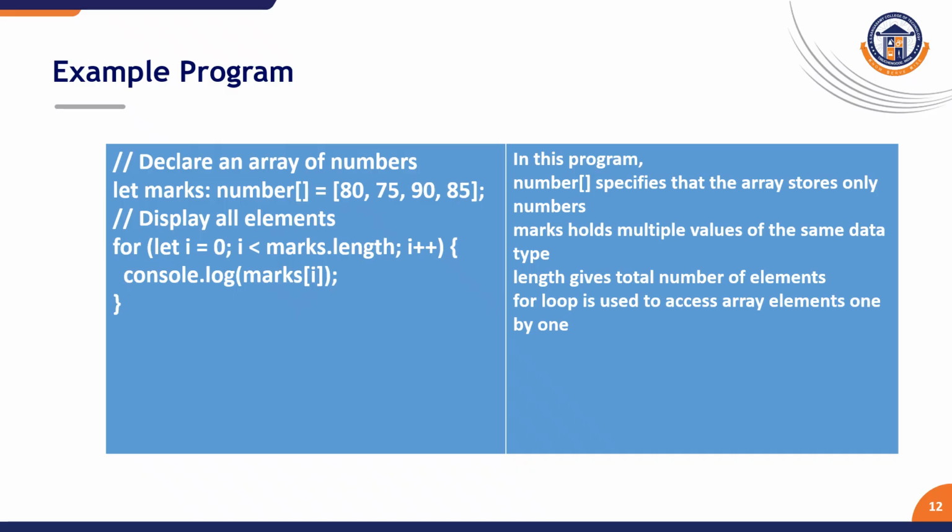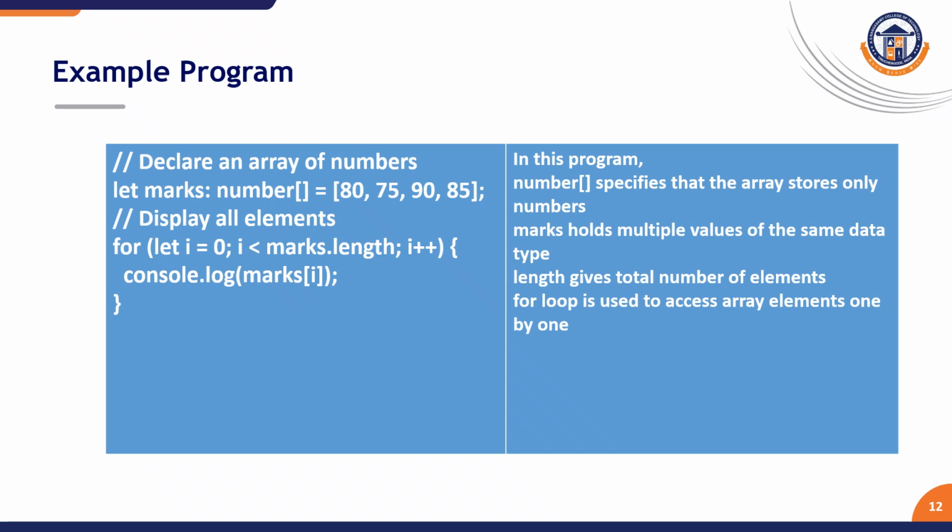Example program. I am going to explain line by line. First, mark is an array. Number means it stores only numbers. The values stored are 80, 75, 90 and 85. Length gives the total number of elements in the array. Here, mark.length is equal to 4.